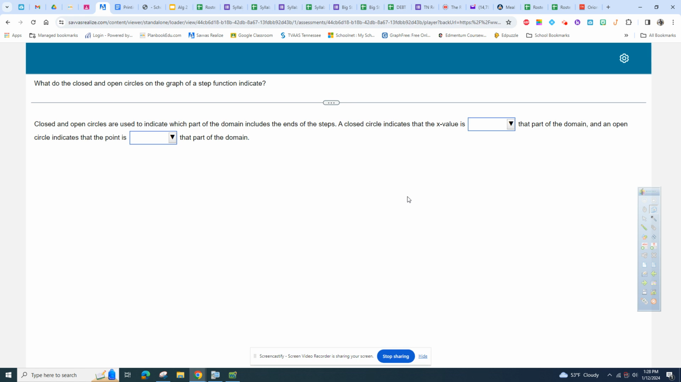So our first question here is, what do the closed and open circles on the graph of a step function indicate? Well, the closed and open circles are used to indicate which part of the domain includes the ends of the steps. A closed circle indicates the x value is included in that part of the domain, and an open circle indicates that the point is excluded from the domain. Let's check that out.